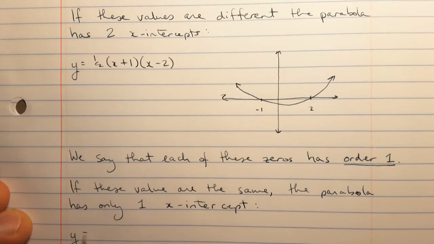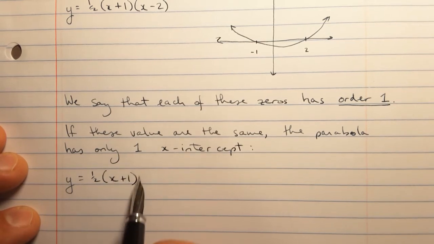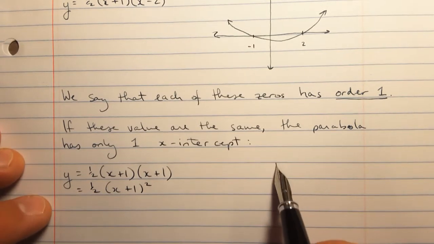So let's do a similar equation. How about 1/2 times x plus 1 times x plus 1? You can see there that those are the same thing, or we might even write it in a slightly different form, x plus 1 squared. Little sketch again.